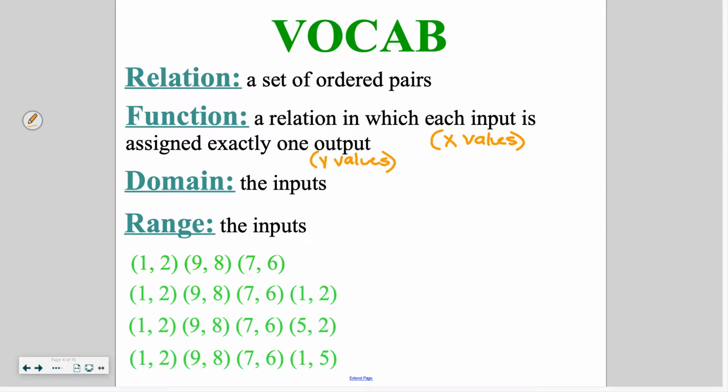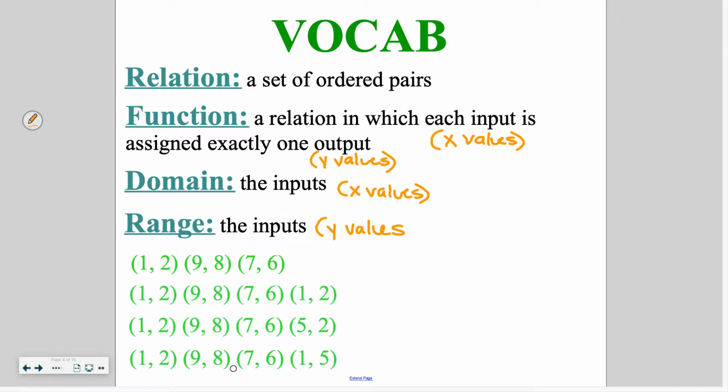Those inputs and outputs also have specific names. The inputs are the domain. Again, these are the x values. And your range, your outputs, are your y values. So another way you could read this definition of a function is a relation where each member of the domain is assigned exactly one member of the range.